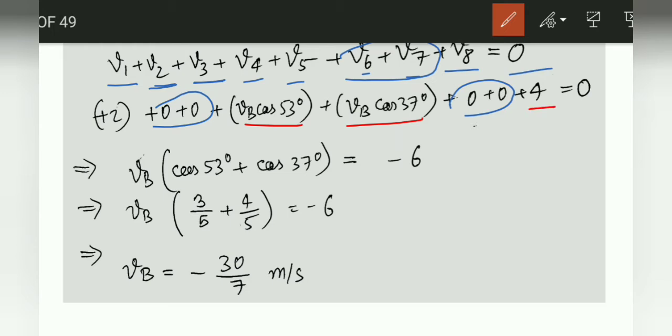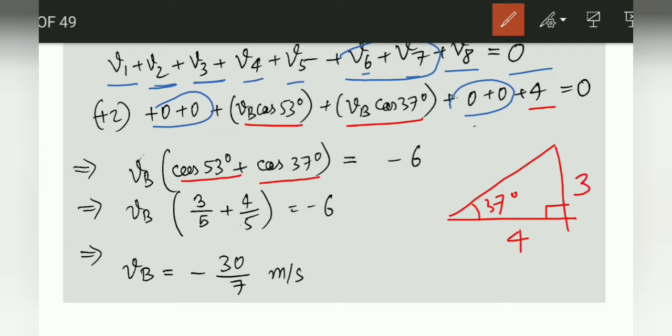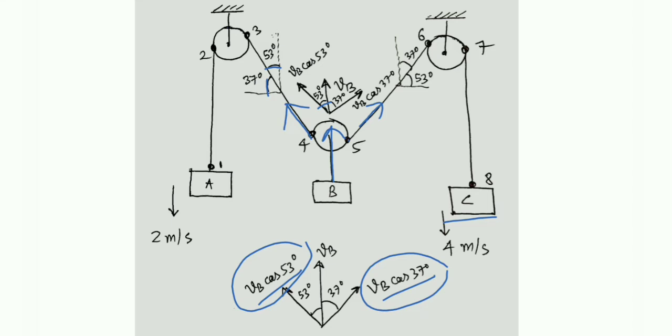So I'll take out VB common, cos 53 degree plus cos 37 degree, that is minus 6. If you know this triangle, just remember it, it is very helpful. This is 3, this is 4, this is 5, and these are for 37 degree and 53 degree. This triangle will help you a lot in the problems. So VB cos 53 degree plus cos 37 degree, that is 3 by 5 and 4 by 5, equals minus 6. So VB will be 30 by 7, minus because it is moving upwards.